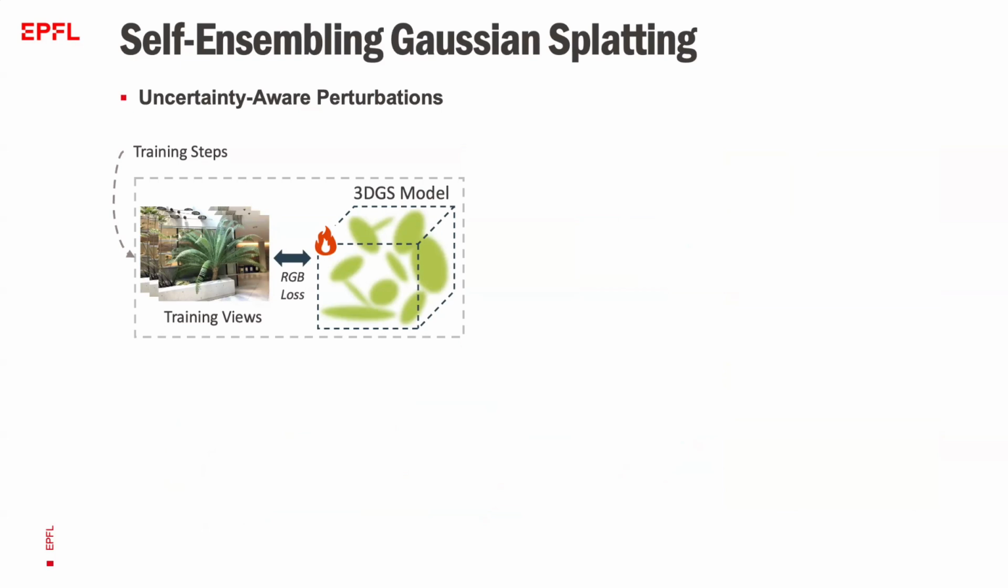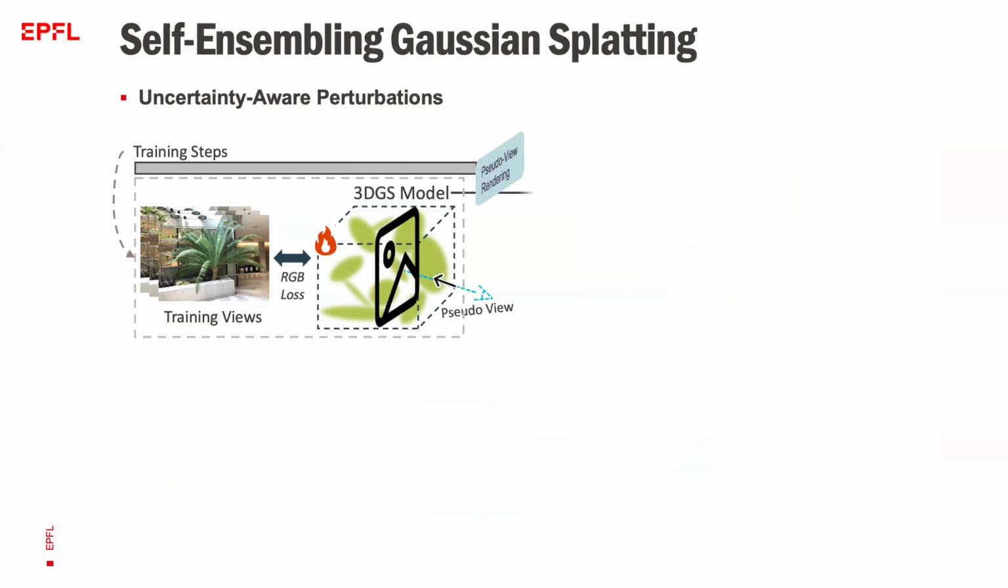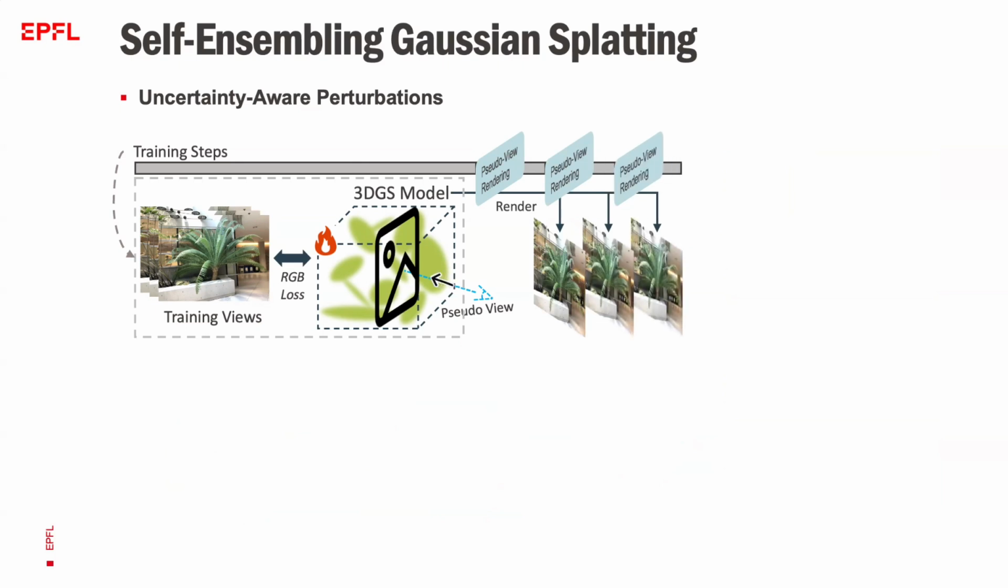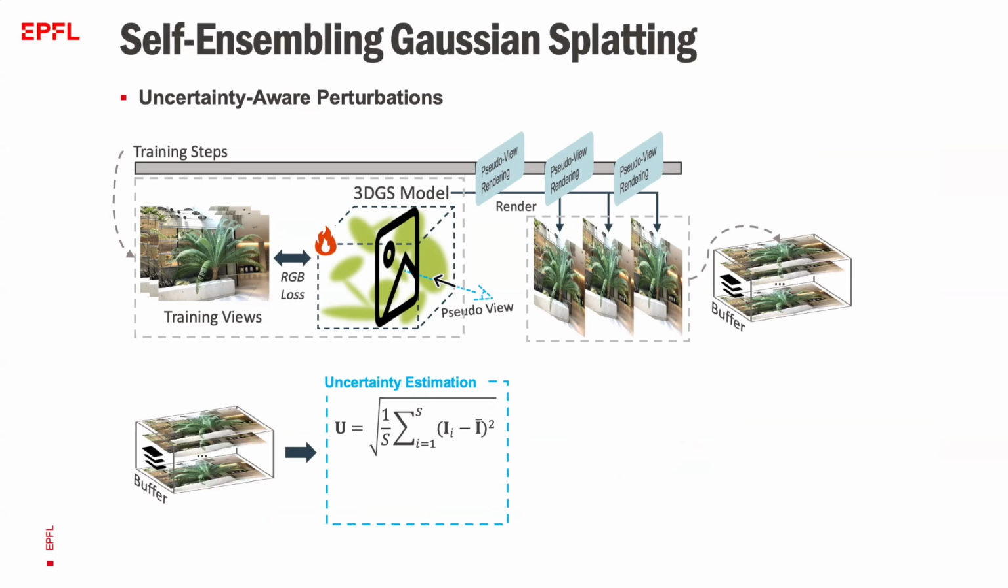We train a 3D GS model using the available training images. Besides, we sample some pseudo-views and render an image from each pseudo-view using this model. The renderings at different training steps are stored in an image buffer. For each image buffer, we compute the pixel-level standard deviation across the images in the buffer.